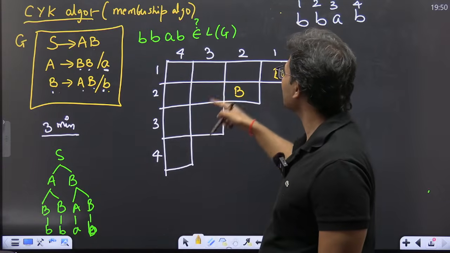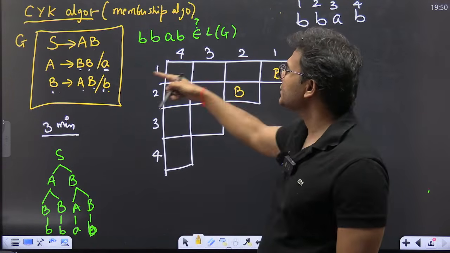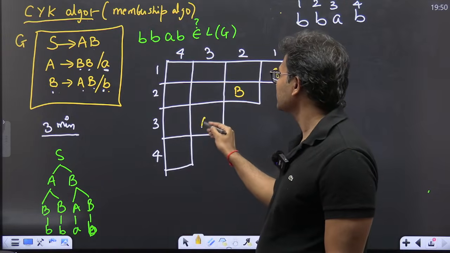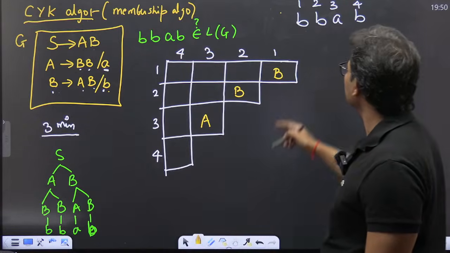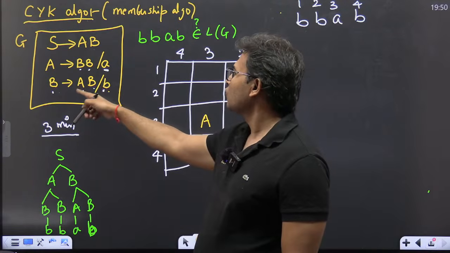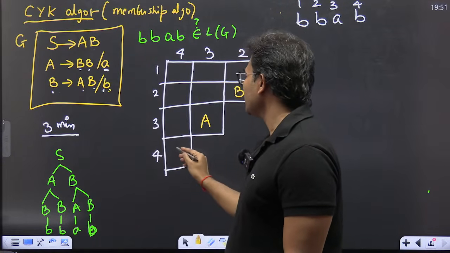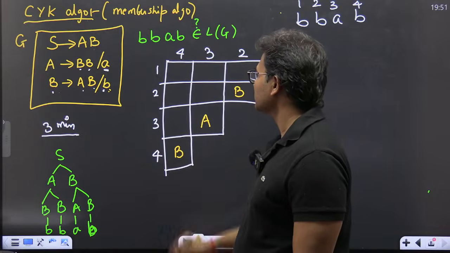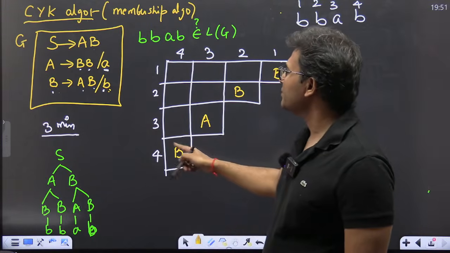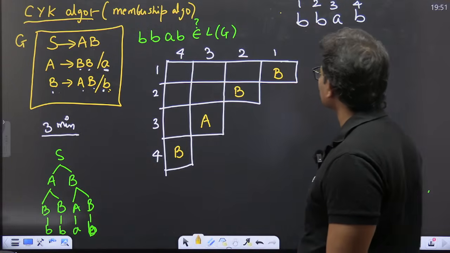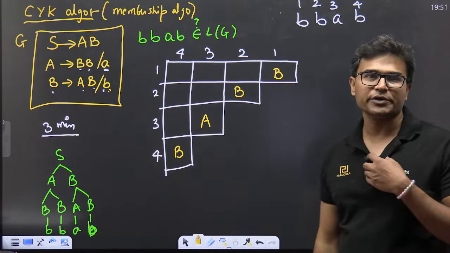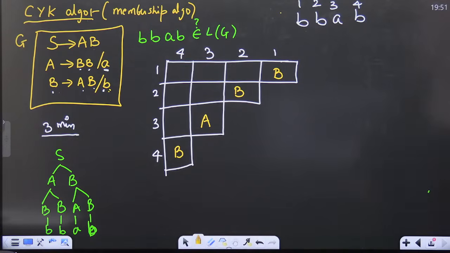3, 3 is this one, right? So 3, 3 is nothing but A. Now you can write A here. And 4, 4. 4, 4 is nothing but B. So we are going to write B here. Right? Now this entire column is over.